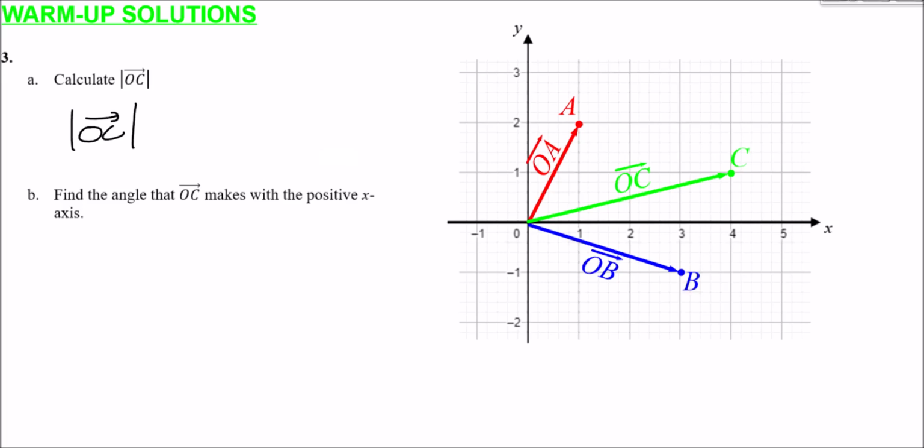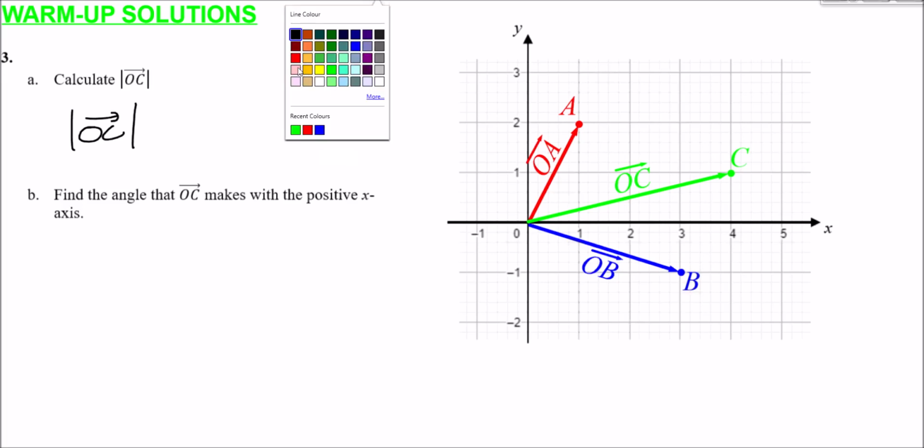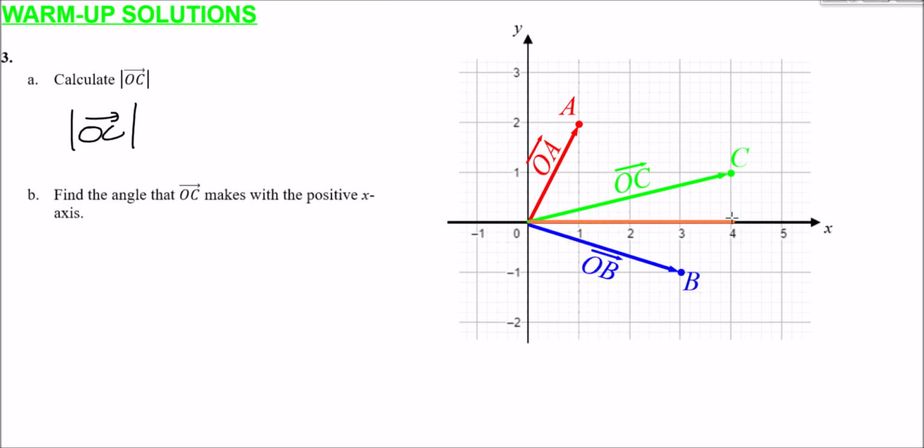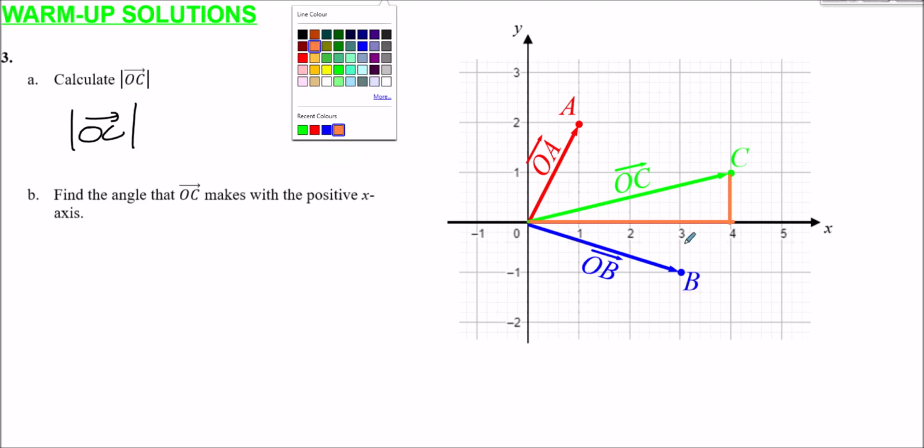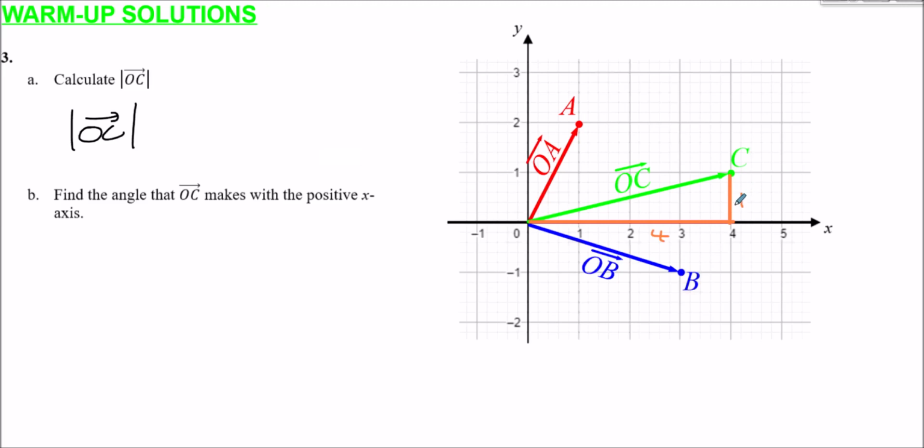So we can just annotate on, in a different colour perhaps, this line here. So it goes 4 along and 1 up. So if we just draw this in, 4 along and 1 up, and it's simply just for the length of this hypotenuse. So it's going to be the square root of 4 squared plus 1 squared, which, if you want to check on your calculator, you can. This gives us root 17.